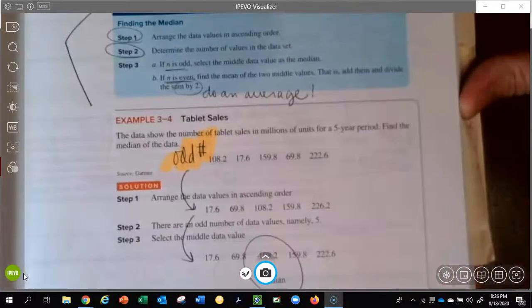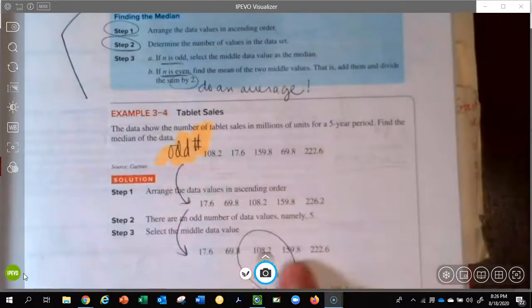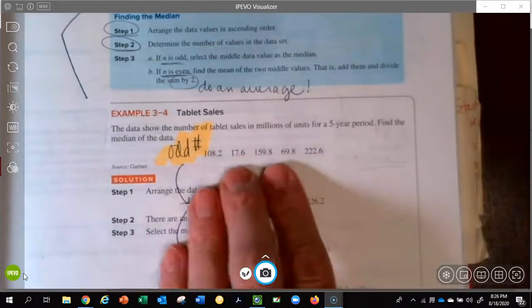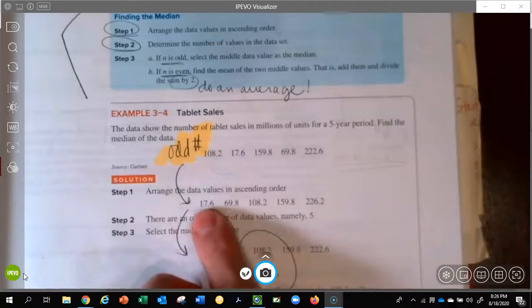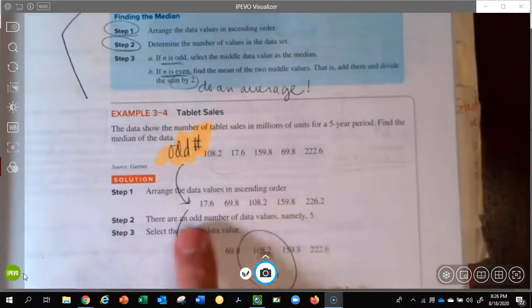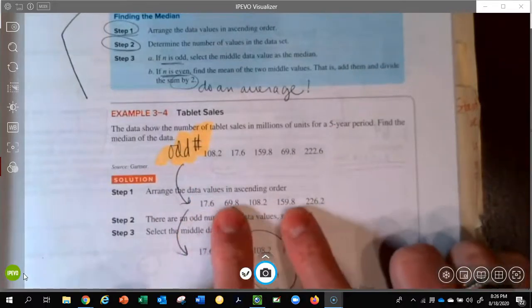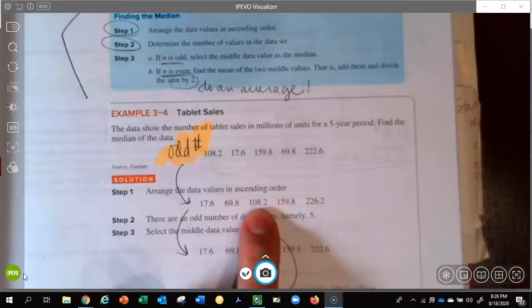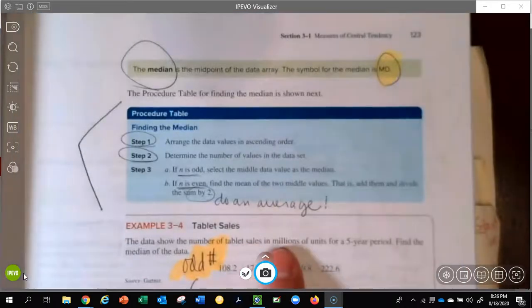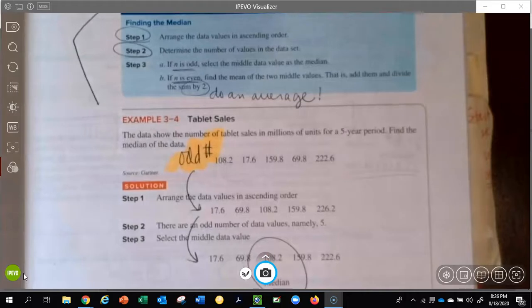So that would be like on example 3-4. On example 3-4, I think they even gave them, nope, they did not give them to us lined up. So here are the numbers, we line them up, smallest to largest, and here's a 5. We got 1 on the outside, 1 that goes in, and 102.8, the winner is 102.8, and that's the median. And then we could go in and fill back in the words. Tablet sales in millions of units. So it's 108.2 millions of tablet sales. This is an example of an odd.